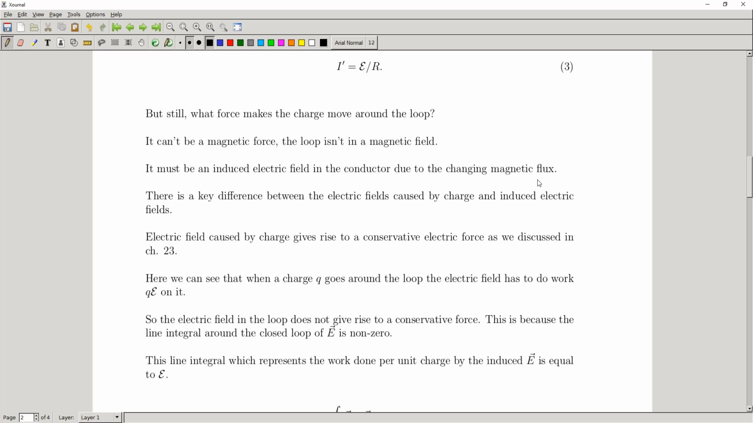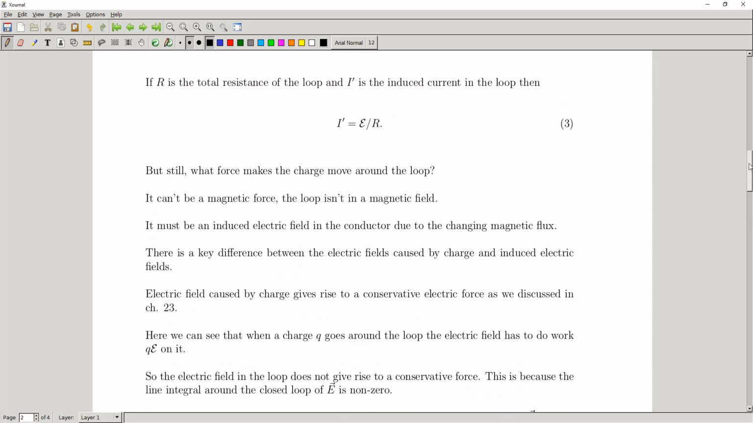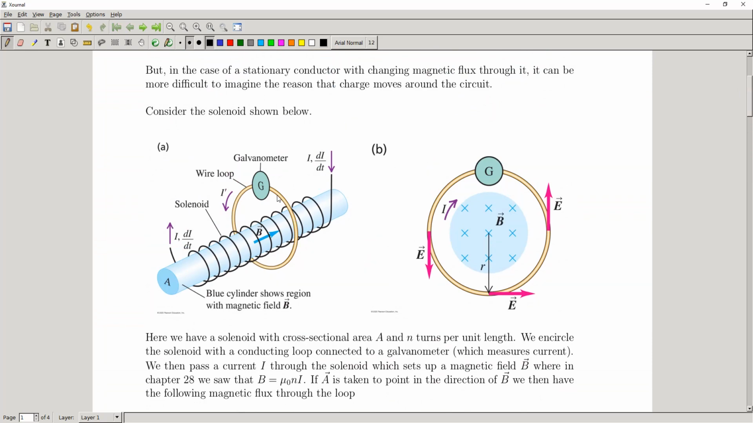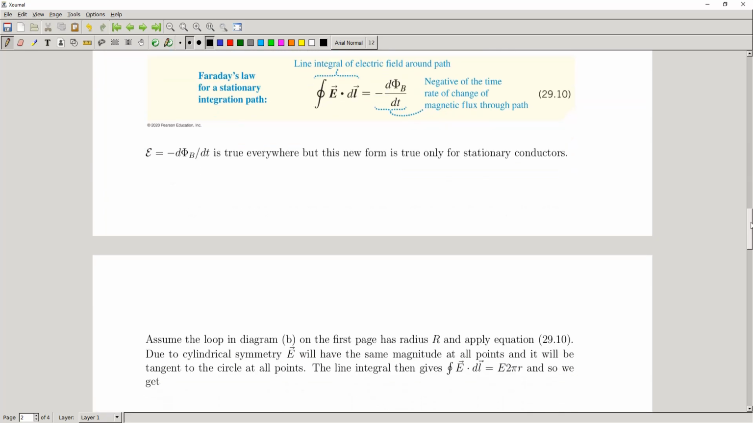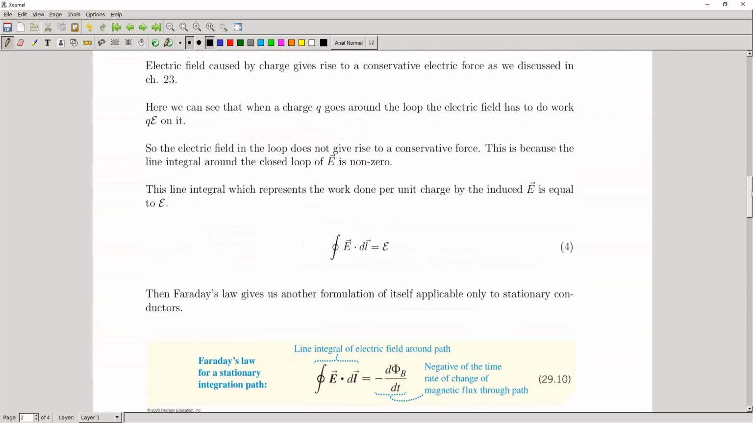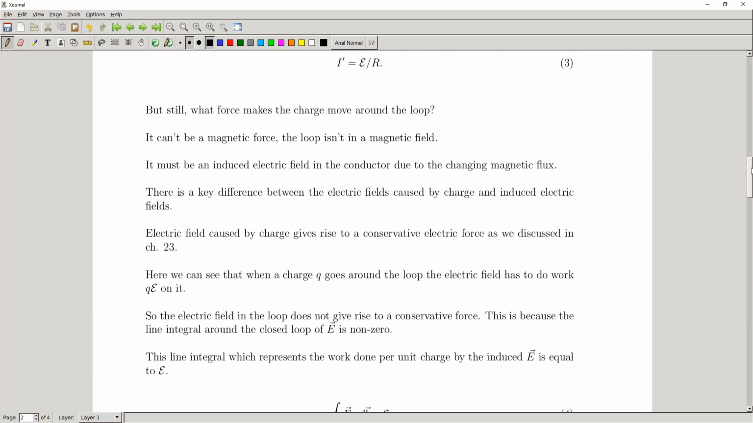Here we're going to see that if we take a look at a charge, let's say we have some charge Q, and it goes around the loop, around our actual loop here, which we have drawn around our solenoid. If we take a look at this charge going around the loop, we're going to find that the electric field actually has to do work equal to Q times the EMF on it to get it to go around the loop. So this is doing some non-zero work.